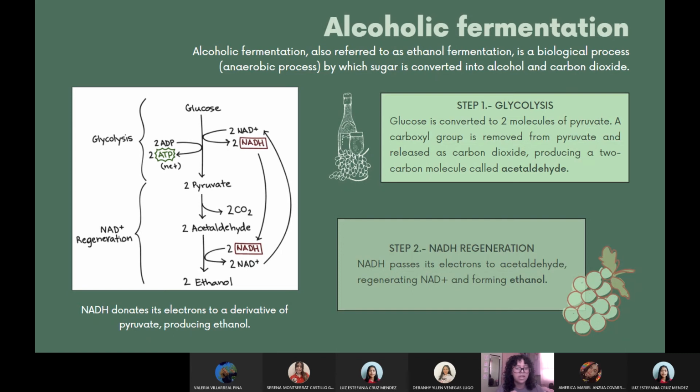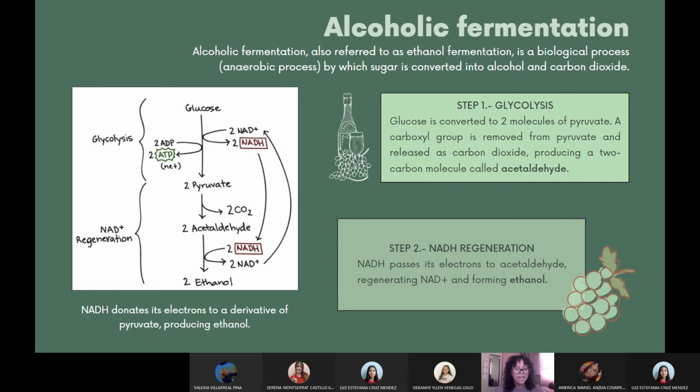Alcohol fermentation involves the conversion of pyruvate into ethanol and carbon dioxide. It is a 2-step process. In the first step, glucose is converted to 2 pyruvate molecules by glycolysis. Also, a carboxyl group is removed from pyruvate and released as carbon dioxide, producing a two-carbon molecule called acetaldehyde.